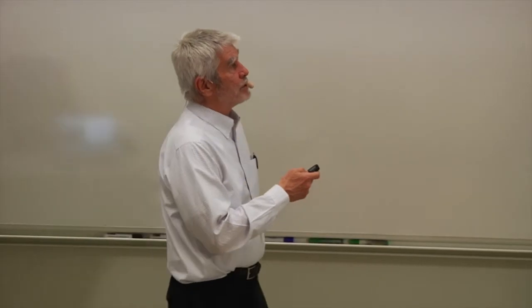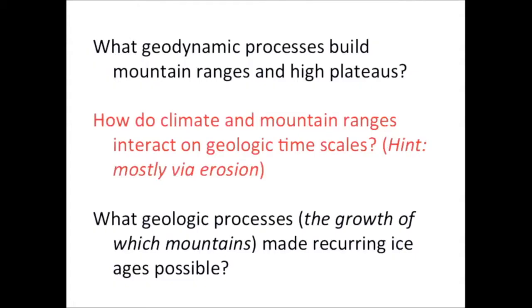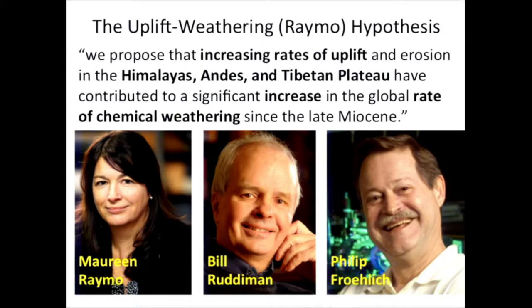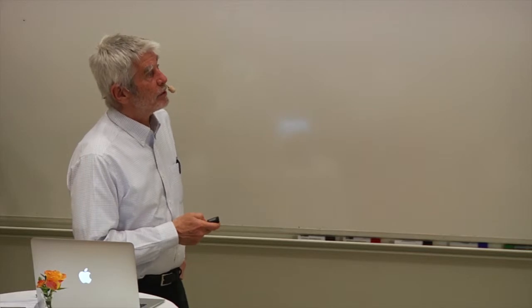So I'm going to switch topics now, and ask how climate and mountain ranges interact on geologic timescales. Now, at the time that I was thinking about this, a very influential paper was written by Maureen Raymo, Bill Ruddiman, and Philip Froelich. It was followed by a more influential paper by Maureen Raymo and Bill Ruddiman. But in this first paper, they said, we propose that increasing rates of uplift and erosion of the Himalayas, the Andes, Tibetan Plateau have contributed to a significant increase in the global rate of chemical weathering since the late Miocene, since approximately 5 million years ago.